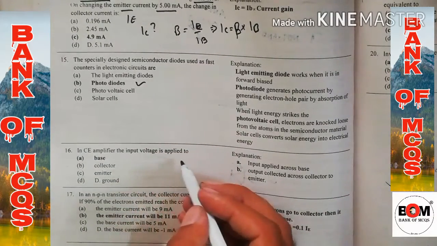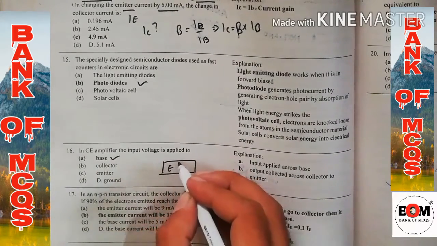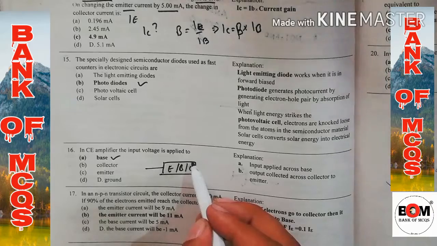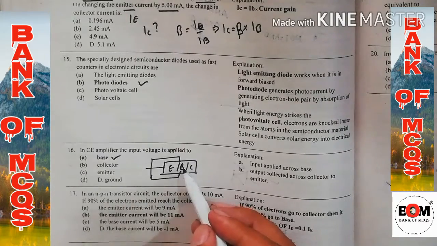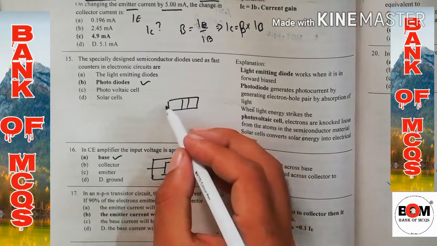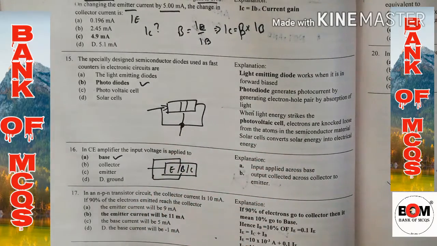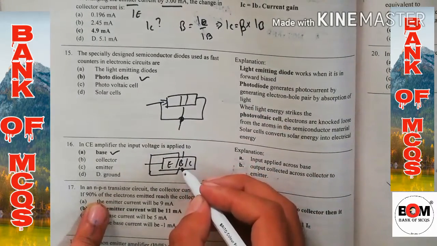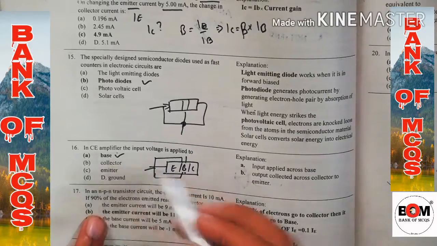In common emitter amplifier, the input voltage is applied to the base. This is emitter, base, collector. In common emitter, it means that the emitter is common to both input and output. So the current is applied to the base. In common base, normally we apply current to the emitter, and the base is common. So in common emitter, the input voltage is applied to the base.